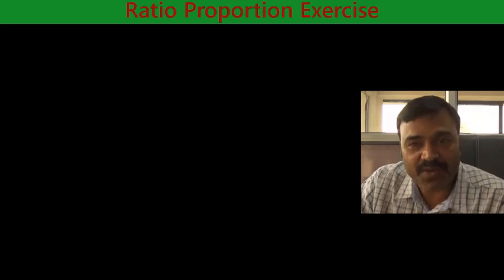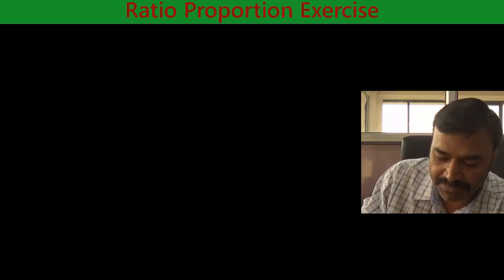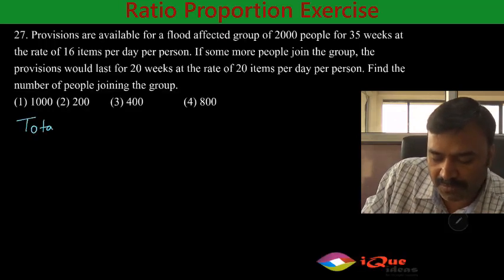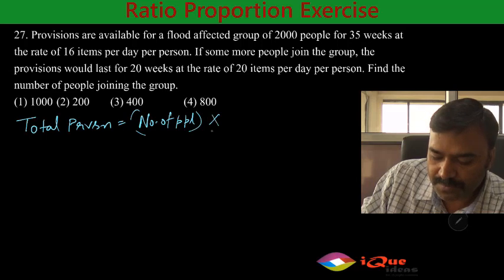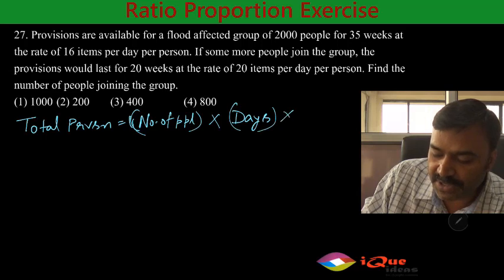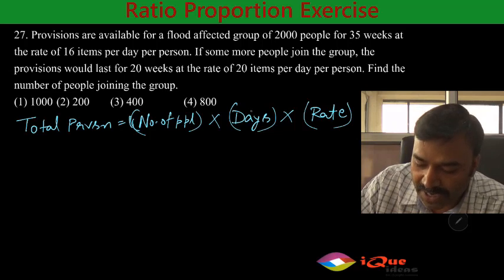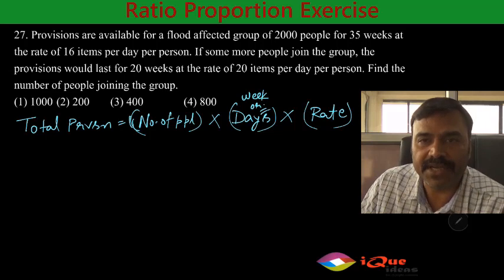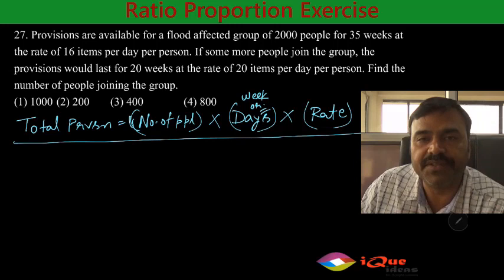Now, for the next question, whenever you get a provision question or a time and work question, just remember: total provision or total work is straight away equal to the number of people into the number of days into the rate per day. That's it. This is what we have to do. It could be either days or weeks. This is the basic idea. Just take this relation and write it in terms of the numbers given in the question.